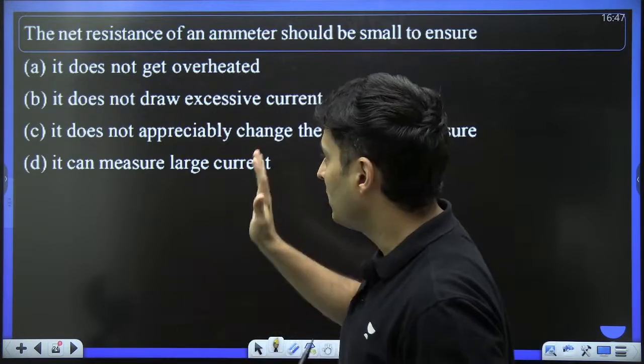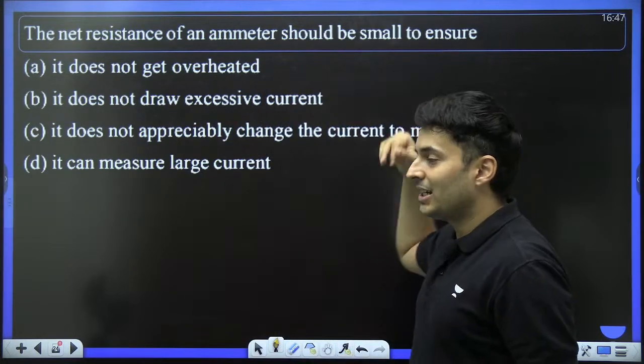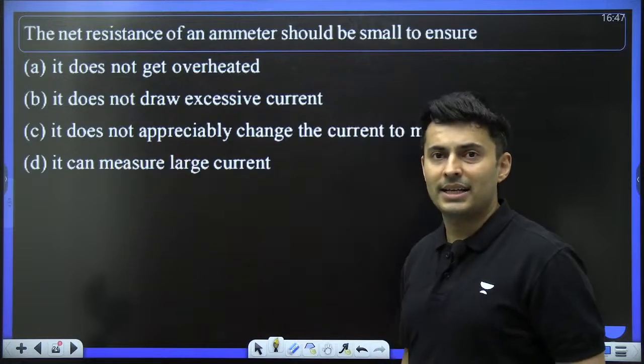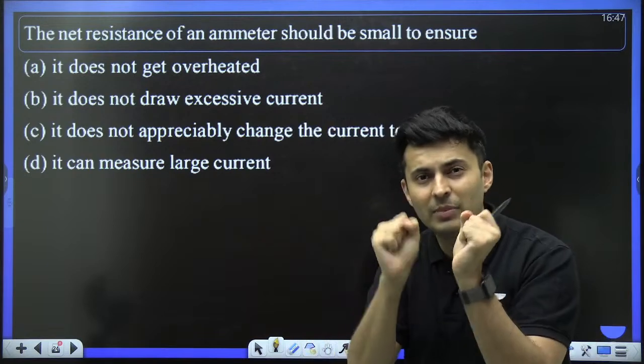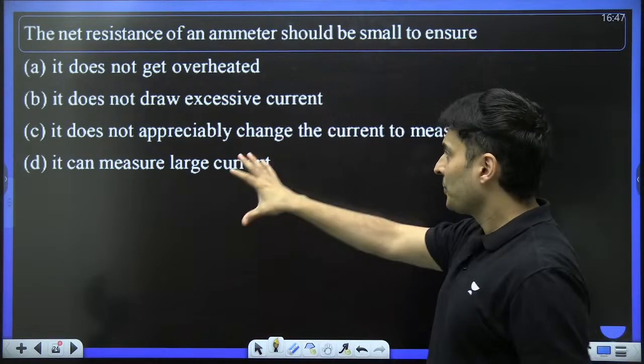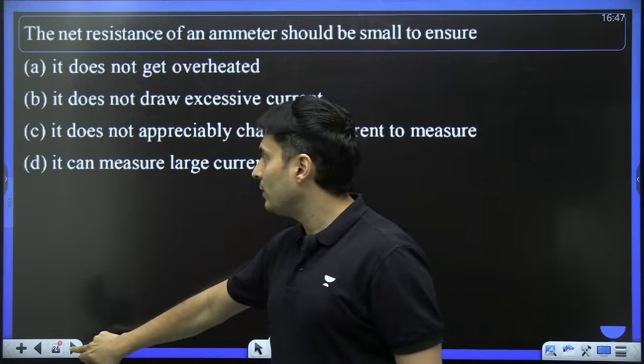The blood flow should not be affected when you are doing that measurement. Yes or no? Same way over here, when you're trying to measure the current flowing through the device, you would want the current to not change much. So that's why you keep it very low resistance. So the resistance does not change the current which you are trying to measure.